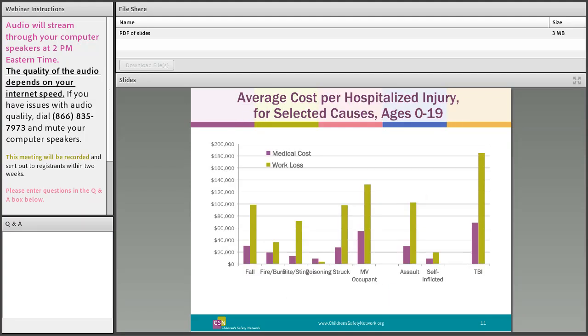So really, costs are a measure of severity, and this presents average cost per hospitalized injury for select causes. More severe and debilitating injuries will result in higher costs per injury. Work loss costs are a really good measure of the long-term consequences. So this graph presents average cost per hospitalized injury for select causes. And you can see that motor vehicle crashes have particularly high costs. And this may be due to the particular contribution of traumatic brain injuries here.